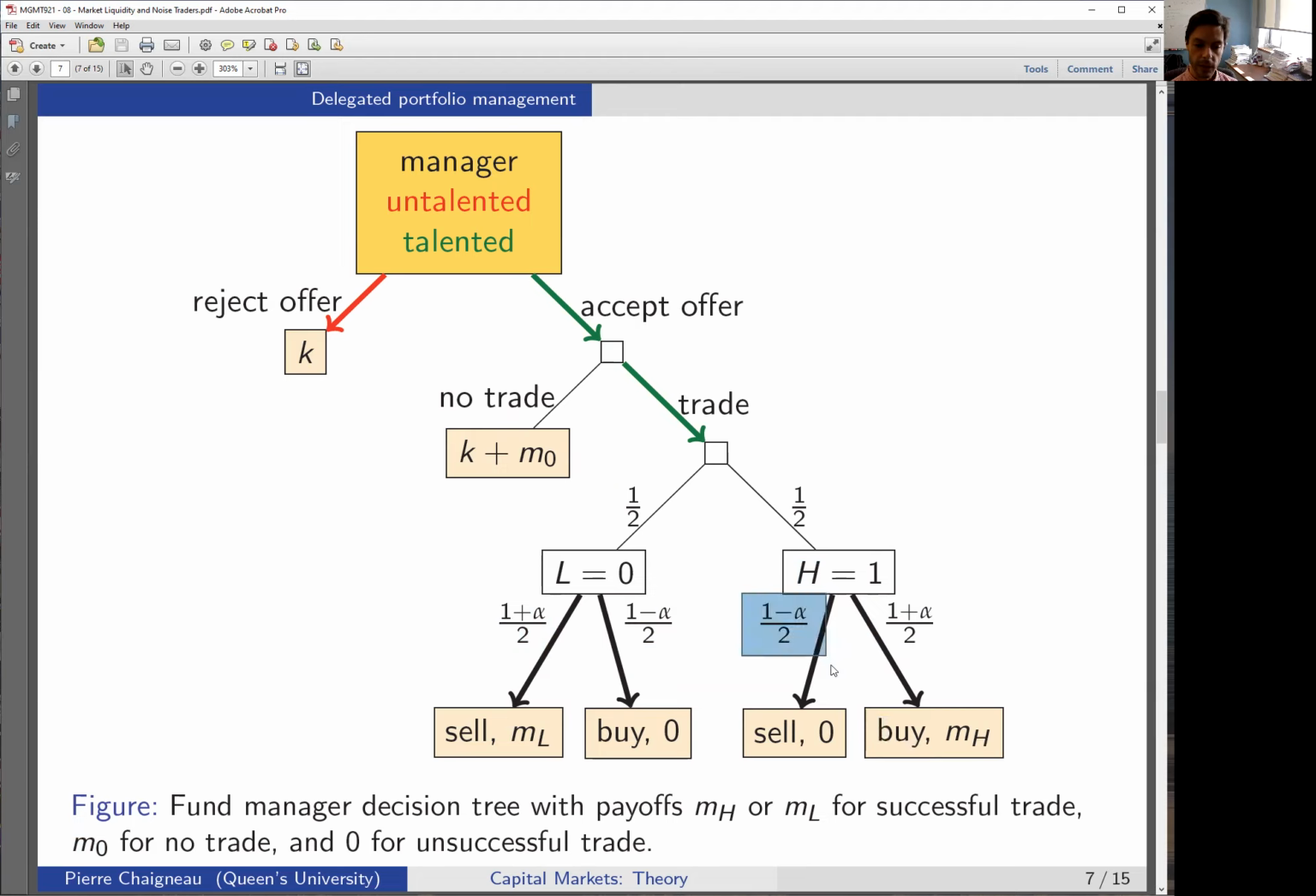With some probability, even though the manager is talented, he is uninformed. And also he gets unlucky. So he's uninformed with probability 1 − α, and also then he's unlucky with probability 1/2. So then he gets a reward of 0 because he makes the wrong trade. He's selling when the payoff is high.